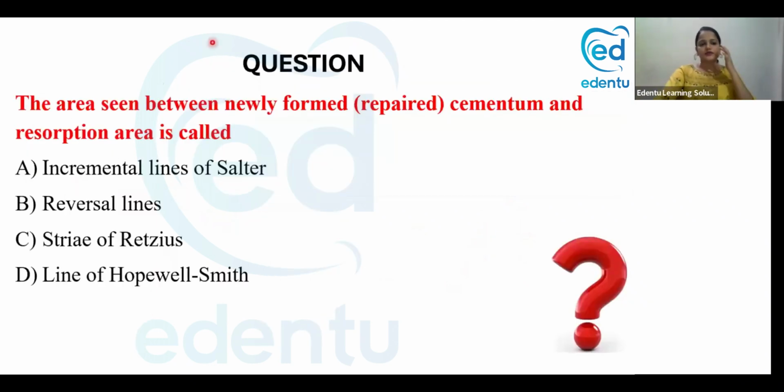Now coming to the next question. The area seen between newly formed or repaired cementum and the resorption area is called as? The area or lines seen between the repaired cementum and the resorbed cementum, what is it called? Is it incremental lines of Salter? Is it reversal lines? Or is it stria of Retzius, or is it the line of Opal?